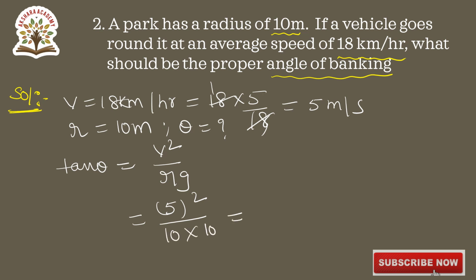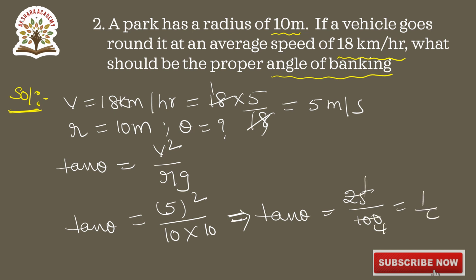So tan theta is equal to 5 square, which is 25, over 10 tens are 100. 25 ones are 25, 25 fours are 100, that is equal to 1 by 4. If tan theta is equal to 1 by 4, theta is equal to tan inverse of 1 by 4. This is the angle of banking. Theta is equal to tan inverse of 1 by 4. Okay, next we will go to the next question.